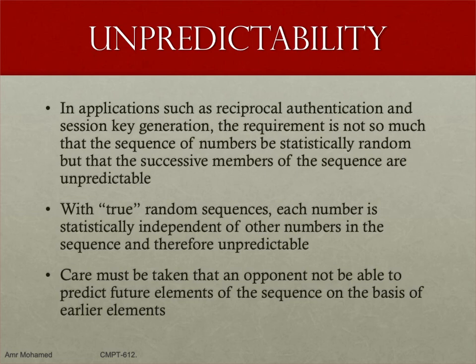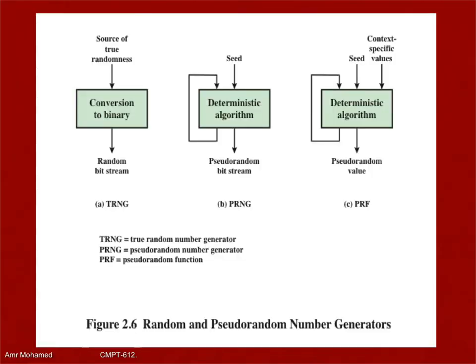Okay, so care must be taken that an opponent not be able to predict future elements from knowing one element. That's what we mean by unpredictable. So this is the last slide we talk about. This is the difference between truly random generators and pseudo-random, and what we call pseudo-random value, or context-specific pseudo-random generators.